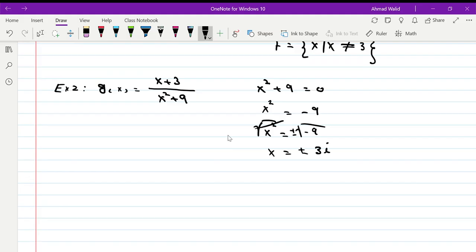Correct? In this example, you will see that there is not such a number that changes the denominator to 0. Even if you plug in here negative 3, because it's a square, it gives you positive 9. If you plug in 3, again it gives you positive. There is no such a number that can change the denominator to what? To 0. Then what is the domain? The domain of this function is from negative infinity to positive infinity.